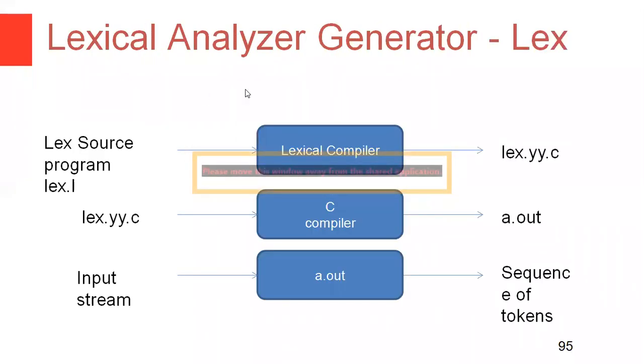So this is the lexical analyzer generator. So in this lexical analyzer generator, the last concept is the lex source program. So for example, we write a C program with a dot c extension. So we write a lex program with dot l. Okay. So we compile with the lex compiler, lex.yy.c.